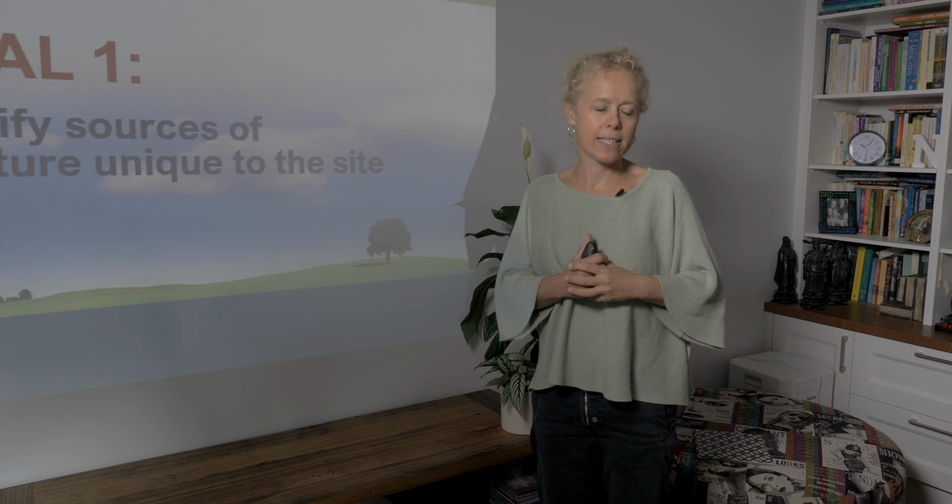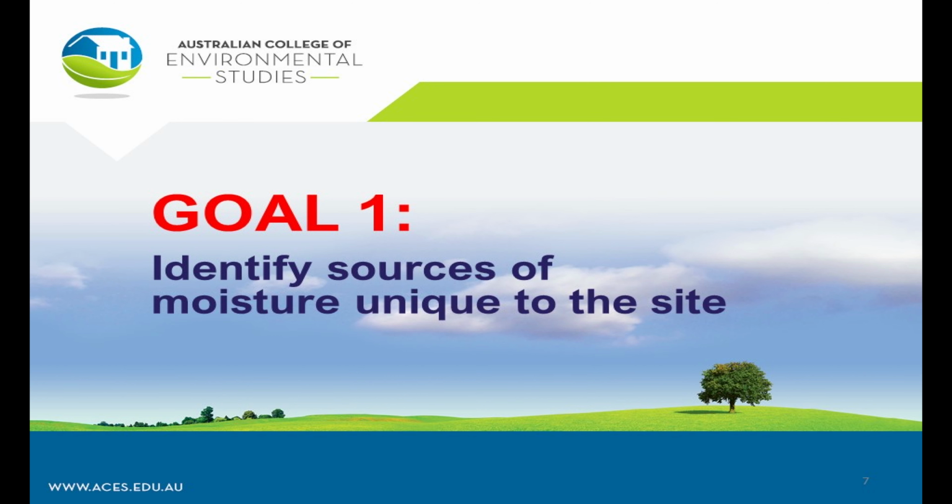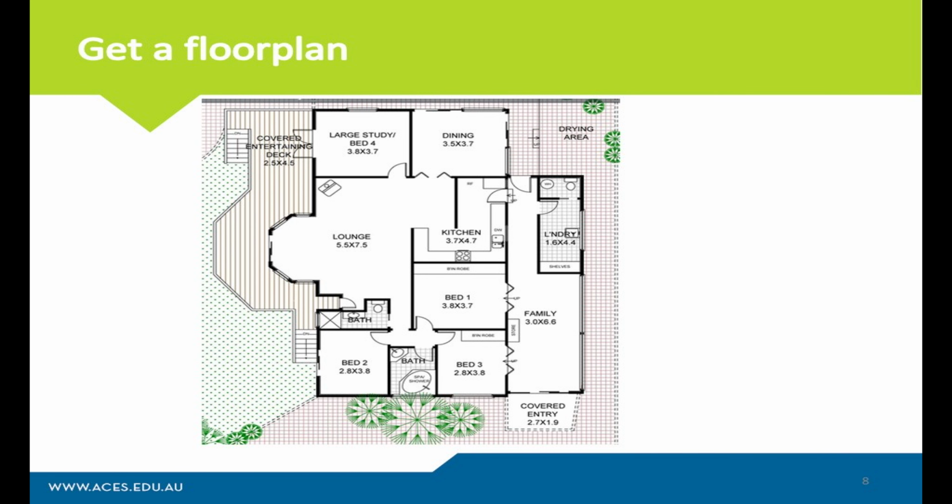The first goal, and this needs to be imprinted in your brain, is to identify the sources of moisture unique to your client's site. Now, the first thing I would recommend you get the client to do is to provide a floor plan so that when you write your report, you can show and identify those parts of the house that have actual growth and signs of visible mould and or odour.